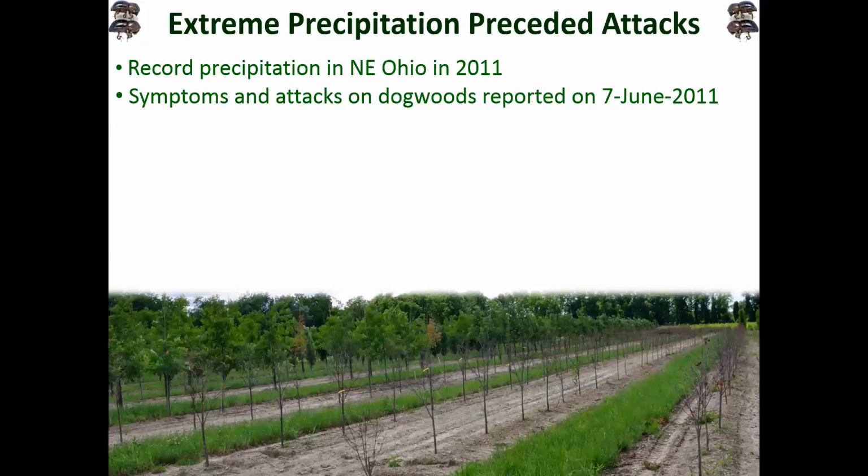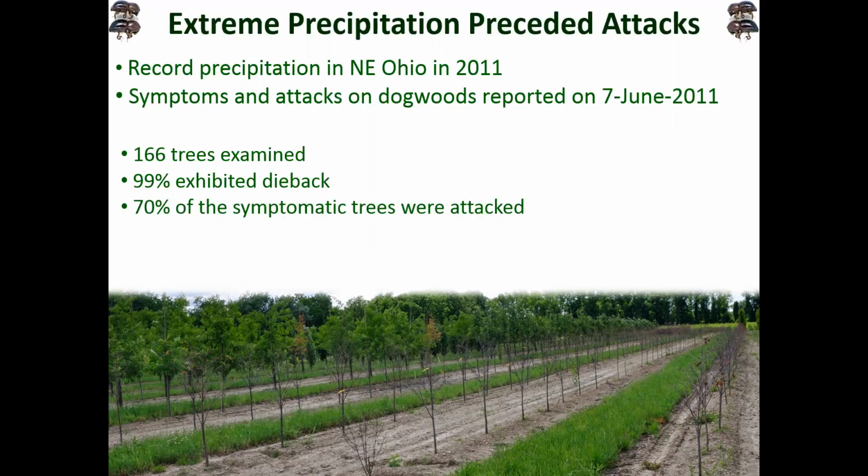Now, in 2011, we also again saw extreme precipitation events preceded attacks. And there was record precipitation in northeastern Ohio in 2011, and a grower reported symptoms and attacks on dogwoods. And the symptoms included this extreme level of dieback that you see here on these dogwoods, but neighboring trees were not attacked. So we looked at 166 of these trees. And as you can see here, 99% of these trees exhibited dieback, but only 70% of these symptomatic trees were actually attacked.